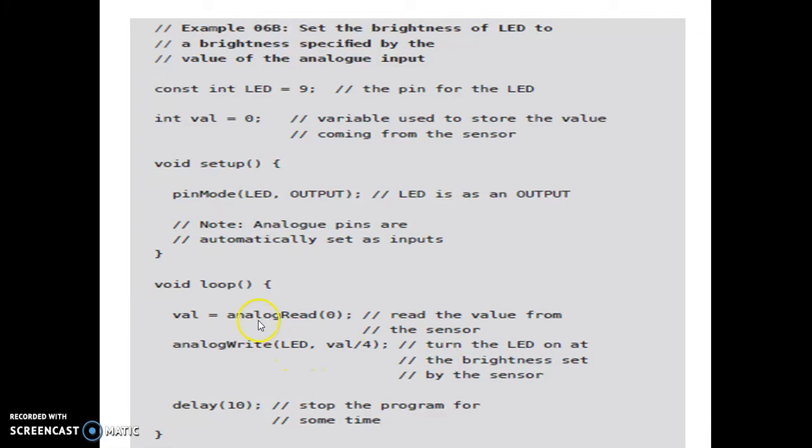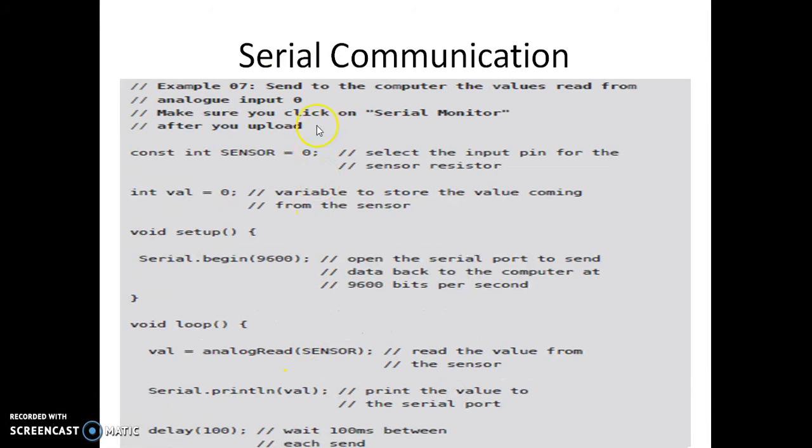So whenever you make an analog read, the maximum value that can be written on the LED is 255. That's why we write it as val divided by 4. If you simply write val, the value will exceed 255, so we will not get a proper result. It will be there for a time of 10 milliseconds, in the infinite loop. So the brightness purely depends on the value read from the analog read.